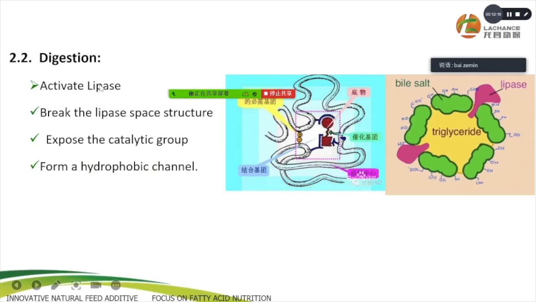And the second function of bile acid is digestion. After emulsion, we can see in this photo triglyceride surrounded by bile salt. And the function of bile acid is that it can activate lipase. Okay, this is a lipase, this is bile salt, and it breaks the lipid structure. Finally, it forms the hydrophobic channel to digest the fat, I mean the microscopic droplet.